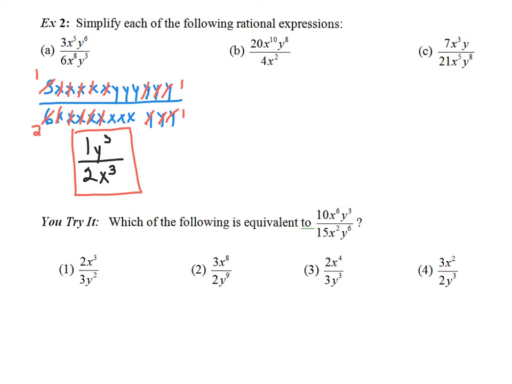Let's try b without writing out all of the factors, because I see that I've got 10 factors of x and 8 factors of y. I'm going to cancel. The 20 and the 4 can both be divided by 4. So I'm going to get a 5 over a 1, but of course I don't have to write that 1. In the numerator I have x to the 10th, in the denominator x to the 2nd. So when I'm dividing, I subtract exponents.